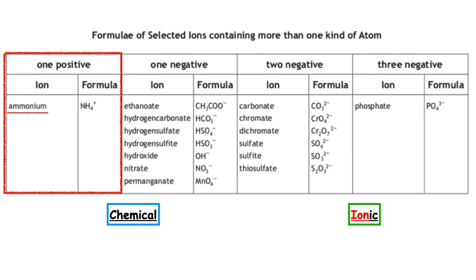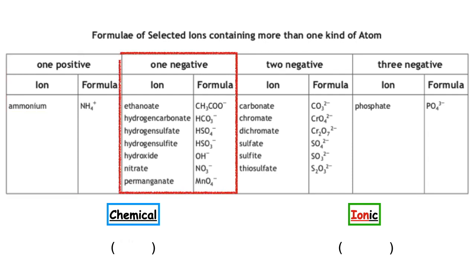The chemical formula would be (NH4). We need to remember to keep a bracket around it. The ionic formula, however, would be (NH4)+. We need to make sure that the charge is placed at the top right-hand side of the chemical symbols. If we were to look at the second column and focus on the permanganate ion, the chemical formula for the permanganate would be (MnO4) with brackets around it, and the ionic would be (MnO4)-.